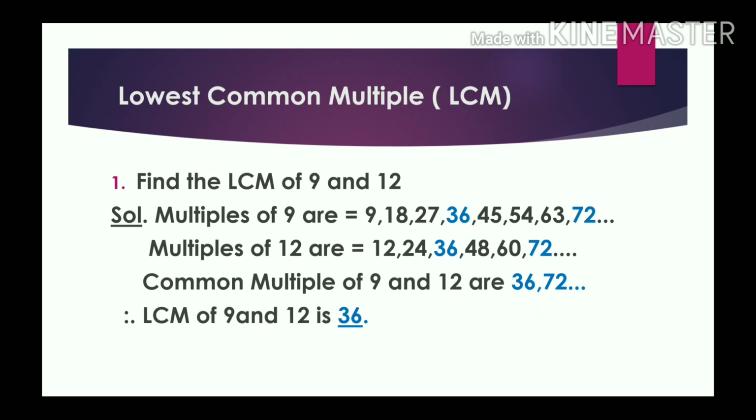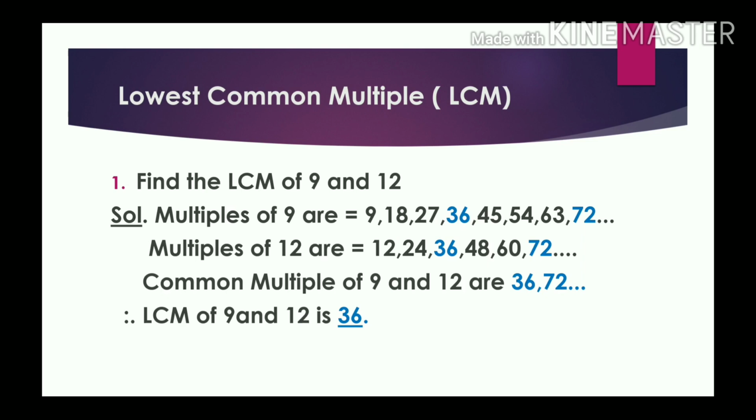Now let's see what the lowest common multiple, LCM, is. As the name of the topic suggests, we have to find the lowest common multiple of the given numbers. So let's see some examples. First, find the LCM of 9 and 12.